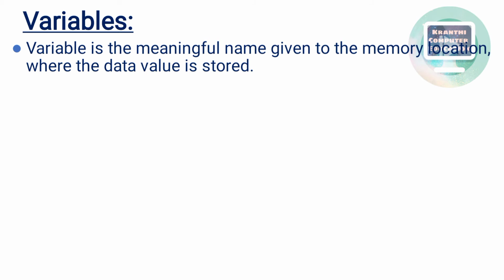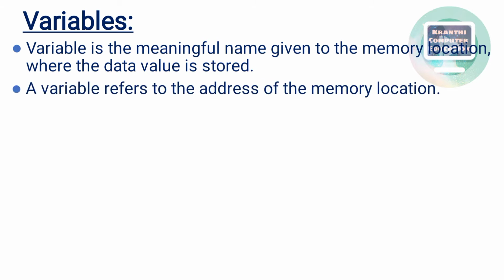Variables. First of all, what is a variable? A variable is the meaningful name given to the memory location where the data value is stored. While we are writing a program, we have to give some input values to our program. That data value has to be stored in a computer memory location. For that memory location, we have to provide a name. That name is called a variable here.